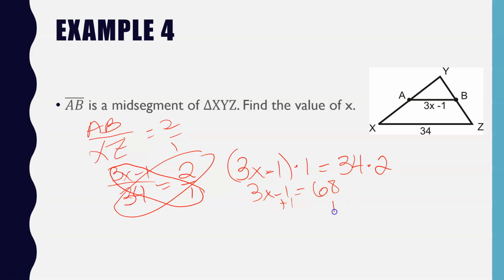I add 1 to both sides. I get 3x equals 69. Divide both sides by 3. And I get x equals 23.